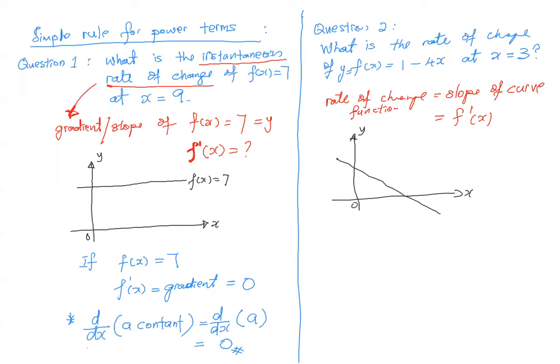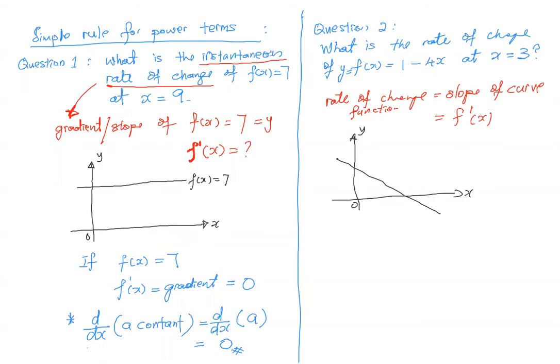So this is a linear function. So here is your 1. So this is like y equal to mx plus c. So y equal to -4x plus 1. So this is called the rate of change. So a linear function.